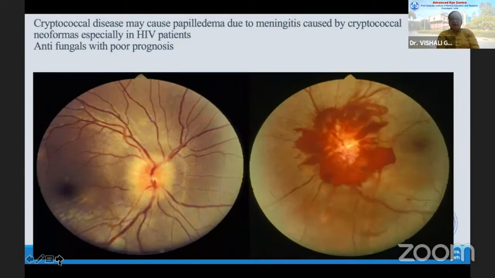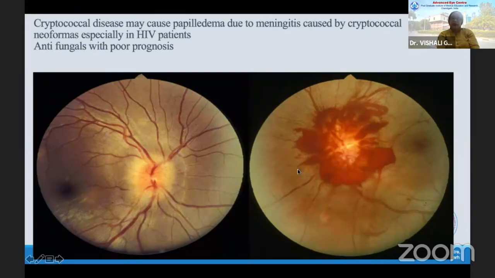Cryptococcus is another disease, and these days it is actually mucor. I could not find a picture of mucor, but I have put in a picture of cryptococcus just to indicate how fungus could present as infective form of optic neuropathy. So cryptococcal disease may cause papilledema due to meningitis caused by Cryptococcus neoformans, especially in HIV patients.